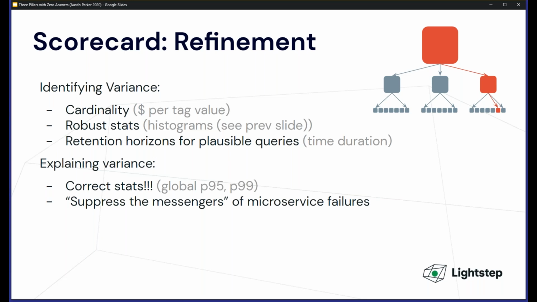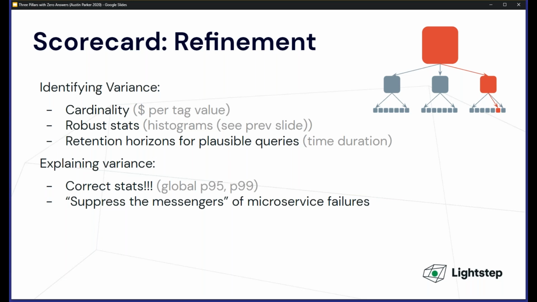But I do want to get to the second point here, which is suppressing messengers. If you look at the top right, we have this really simplified architecture diagram. So if I have a service at the top and that service depends on some intermediate service and that depends on some tertiary service, and the tertiary service fails, I don't want to blame the intermediate service for the failure, right? If these are A, B, and C, and C has a problem, it's not B's fault. Now, B will represent that failure in its own performance, or its own lack of performance.